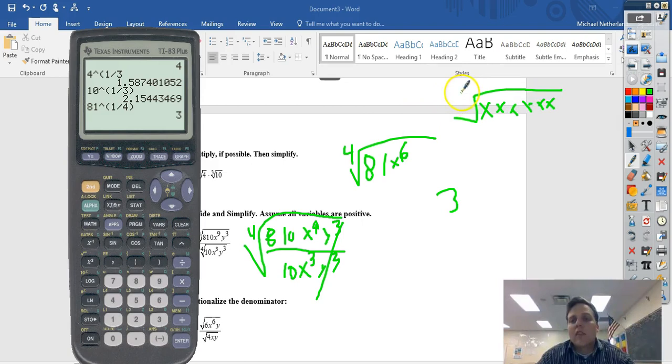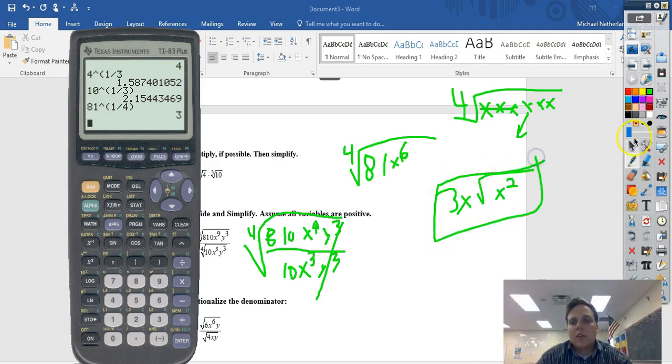Okay. It's the fourth root, so that means 3 dies for 1 to go free. So 1, 2, 3, 1 went free. I still have 2 left over, not enough for me to cancel anything out. So x times the fourth root of x squared. And bam, that would be our answer.